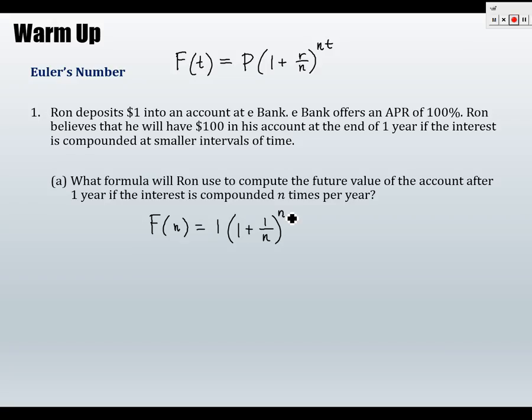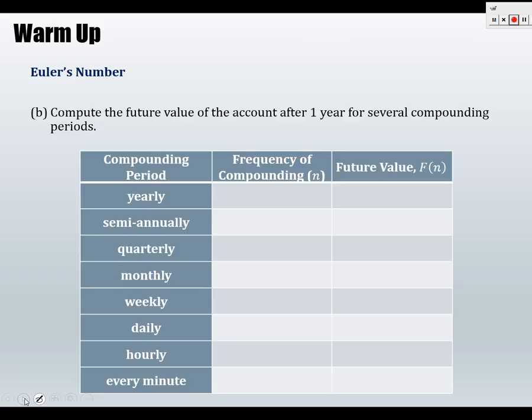Did you fill out the table? Are you done? Plug in various n values here. Plug in 1 for n, 2, 4, 12, 52, whatever. I told you the first one is 2. If you plug in 1, did you get 2? When it says future value, you mean after the year, right? Yeah, after the 1 year.